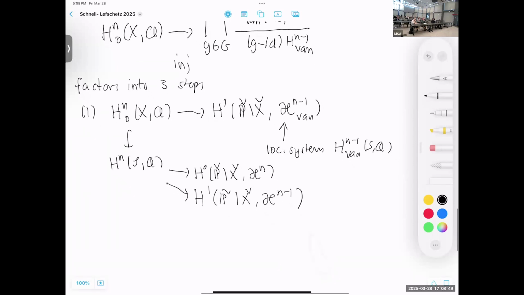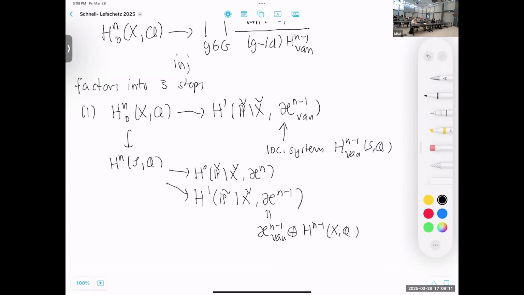H^{n-1}. This is the map. And then the H^{n-1} decomposes into the vanishing part, plus the fixed part, which is just the cohomology of X in one degree less. But this thing here has no H^1. It's just a constant local system. We are basically on P^1. P^1 has no H^1. So that part disappears, and then I end up in here.